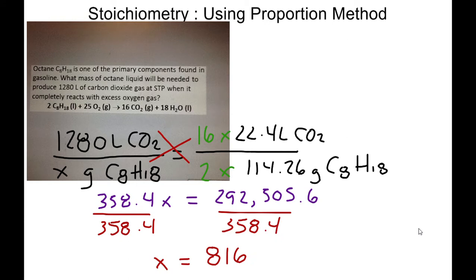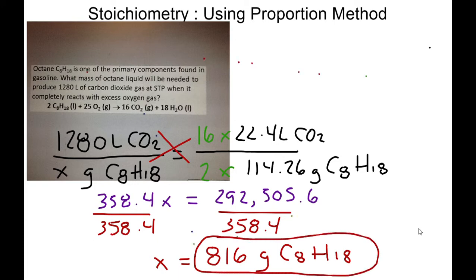Let's keep in mind what x actually represented. X represented an amount of grams of octane, or C8H18, which we must represent our answer as. Therefore, our answer, revealed in the circle below, is 816 grams of octane.